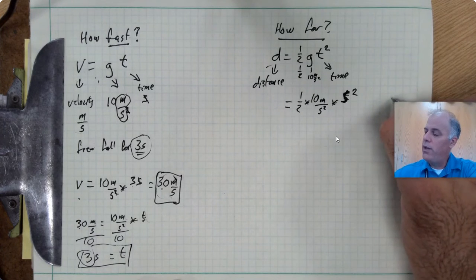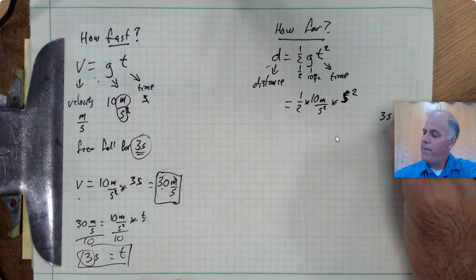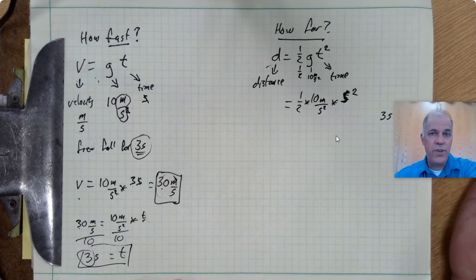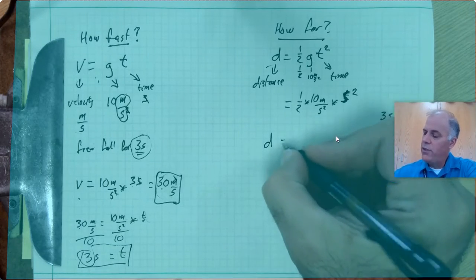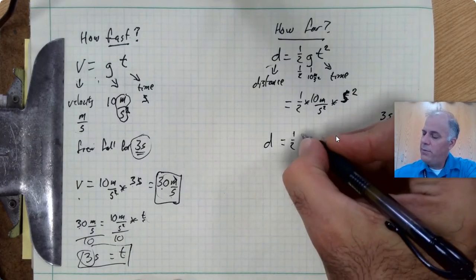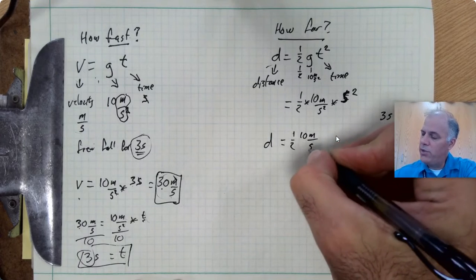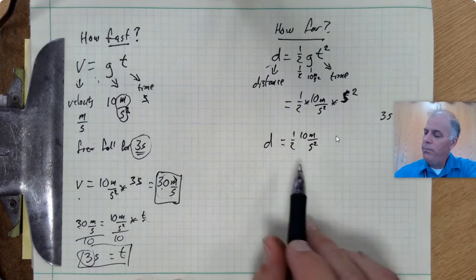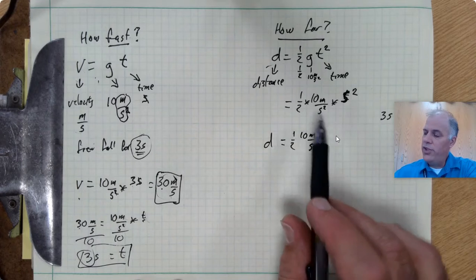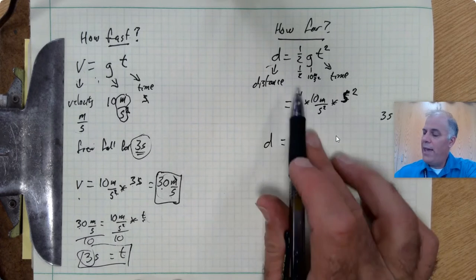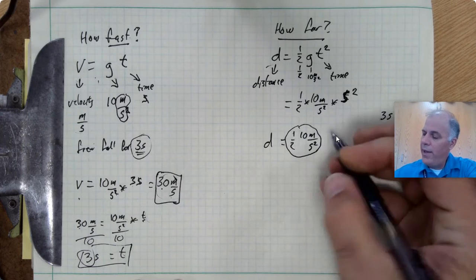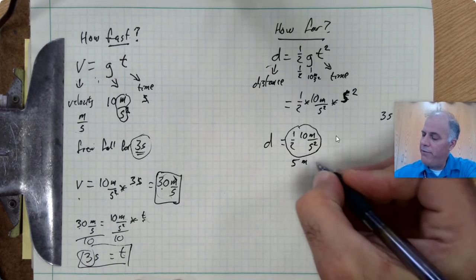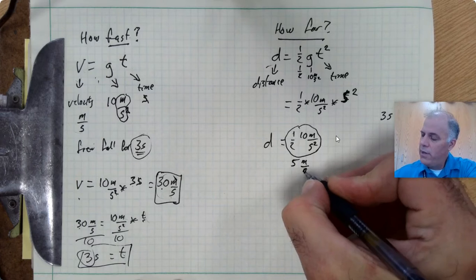So if the thing's been falling for 3 seconds, how far has it gone? We don't know the d, the distance. So it's 1/2 times 10 meters per second squared. Now, here's the shortcut. g is always 10. The 1/2 is always 1/2. So this always boils down to 5 meters per second squared.